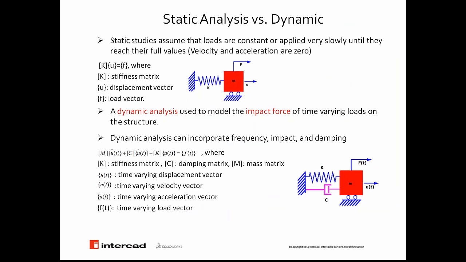All right, now first, we are going to have a definition of static analysis. In any static analysis, as you know, we assume the loads are constant and applied very slowly until they reach their full values. Therefore, we can assume that velocity and acceleration fields are nearly zero. If we consider a single degree of freedom system as mass and spring, by applying a force we get a displacement U depending on the K of the system. Basically we are solving F equals KU, where K is stiffness, U is displacement or the unknown, and F is the load vector which is known.